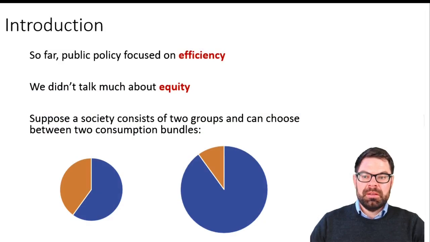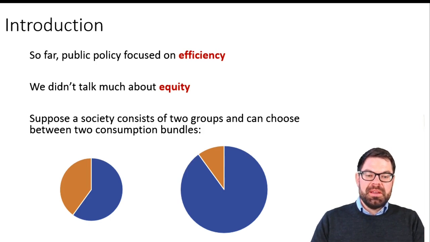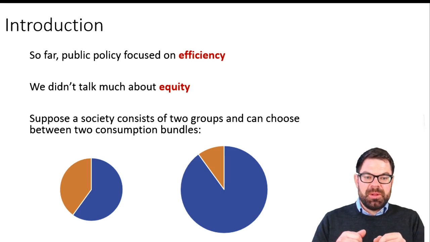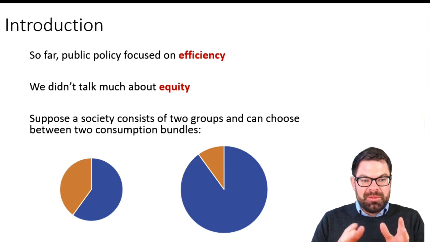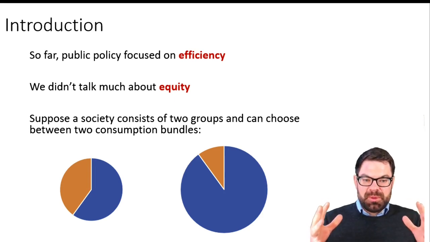So far, in most of the course, we have focused on efficiency. So the goal of public policy should be to have outcomes that are as efficient as possible, as in that maximize a welfare measure, in most cases a utilitarian welfare measure. So in simpler terms, what we so far had as the main goal of government intervention, of public policy, was to increase the size of the pie.